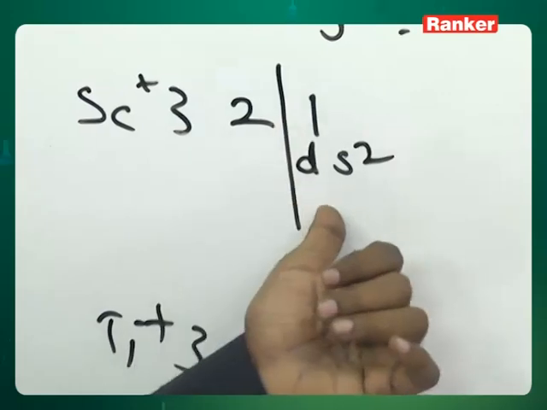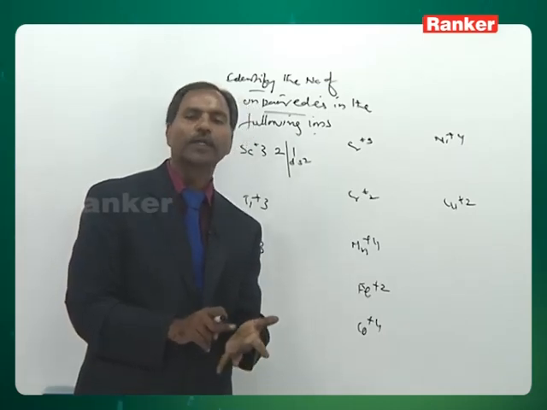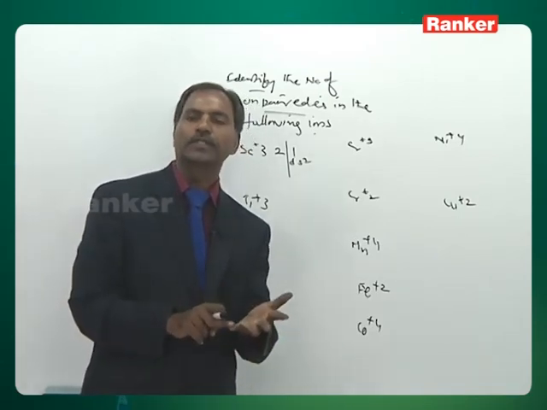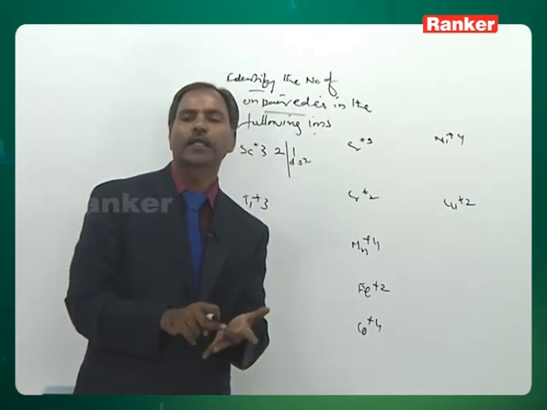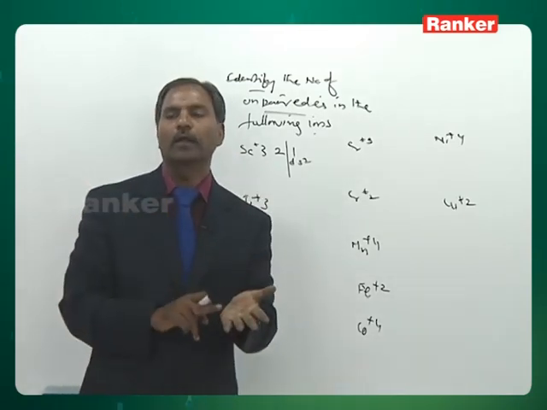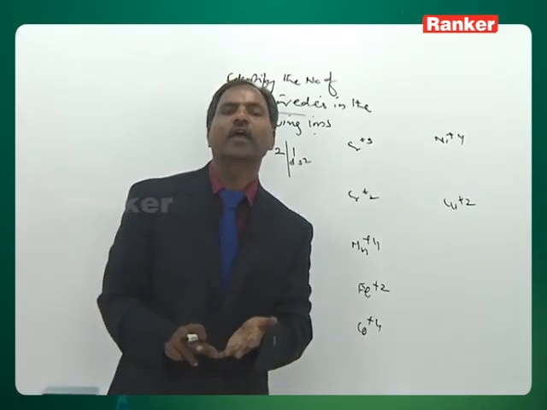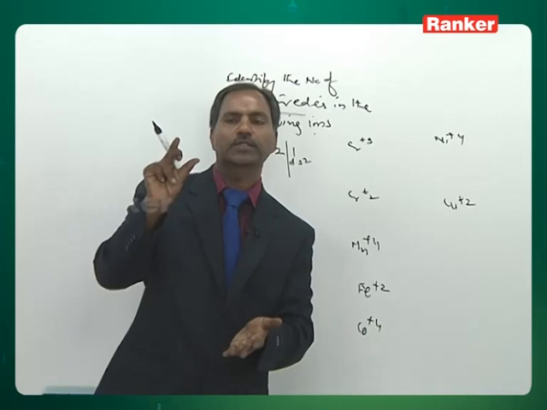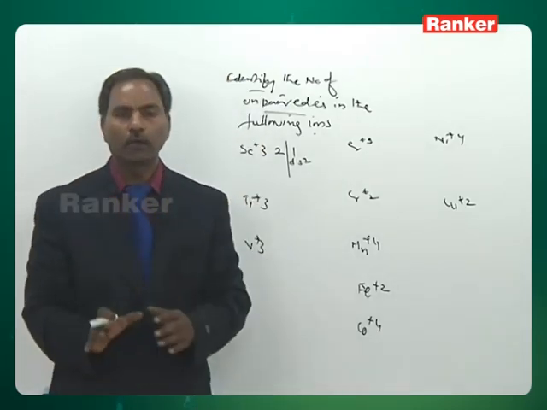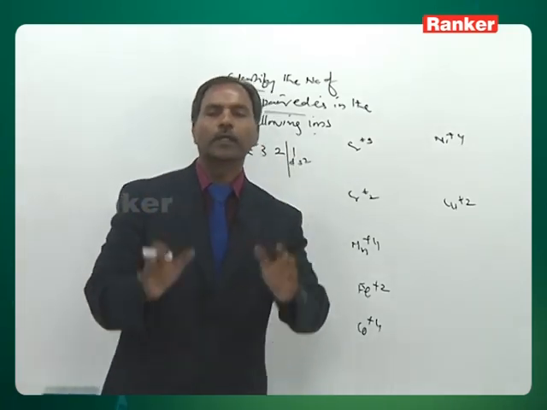What is it now? d1s2. 21 d1s2, 22 d2s2, 23 d3s2, 24 exception, that is d5s1. Next 25 d5s2, 26 d6s2, 27 d7s2, 28 d8s2. Once you know the atomic number, you can easily make out the electronic configuration of that particular element. Like that, you can make the electronic configuration. Once you know the electronic configuration, you can easily make out the number of unpaired electrons in any ion. Many times questions appear on this electronic configuration, it is more important.